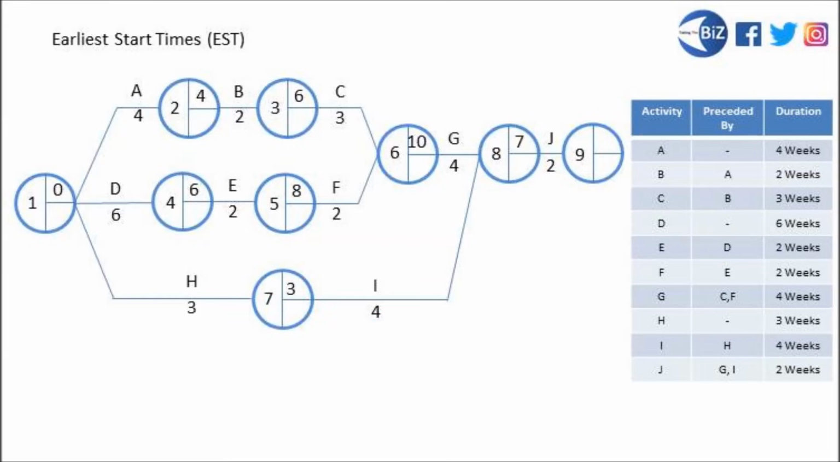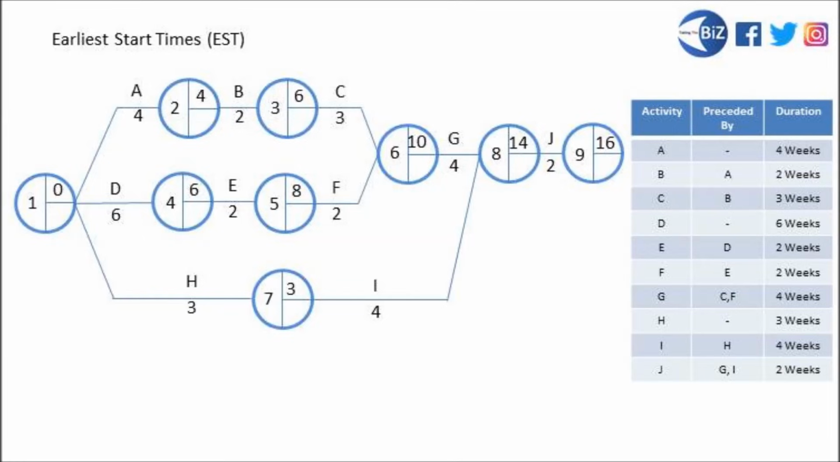But unfortunately that's simply not true, because although J can begin once activity I has been completed, it's also got to wait for G to be completed as well. Now G is not even getting underway until week 10, and it takes 4 weeks to complete, so that's 7 weeks we have to remove, and we have to go with 10 plus 4 means that activity J cannot begin until week 14. We'll finish this off by just popping 16 in the final node.